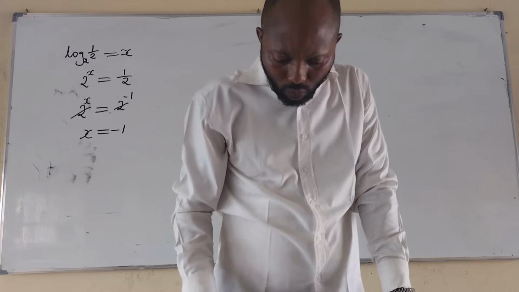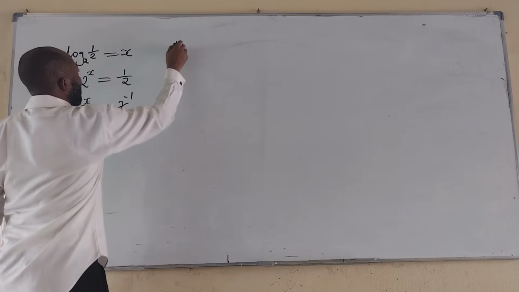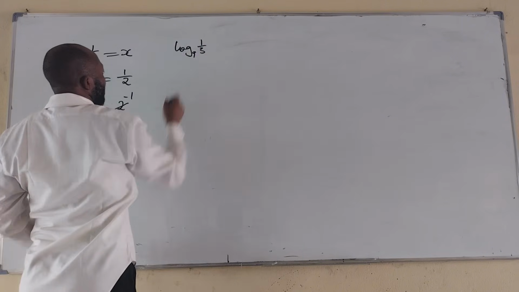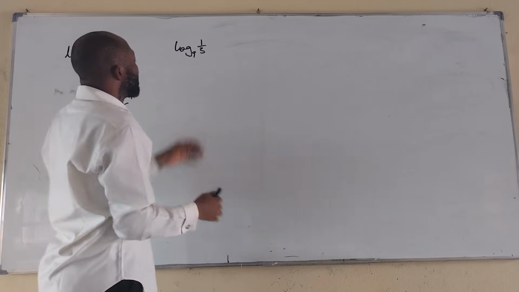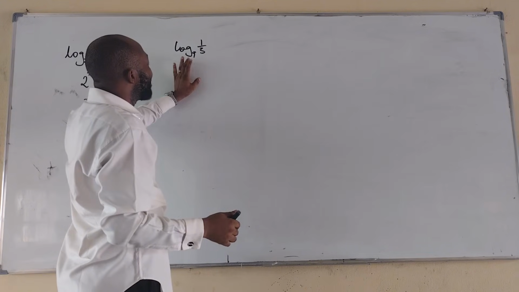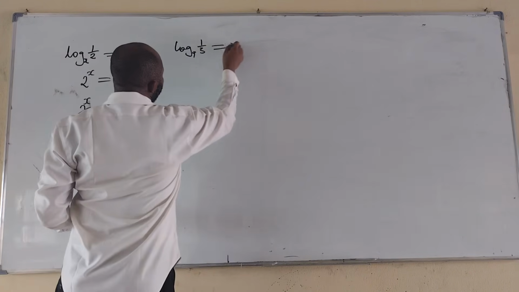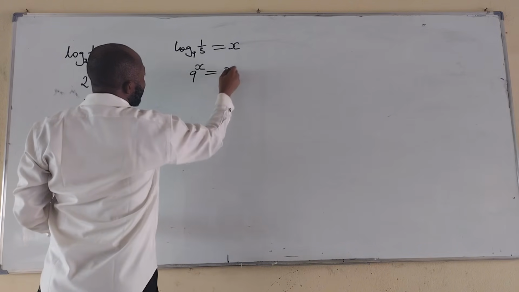Okay, we have log 1/3 in base 9. According to the theory of logarithm, this is the number of times 9 can be raised to give us 1 over 3. So by doing that, we equate it to x. This gives me 9 raised to the power x is equal to 1 over 3.